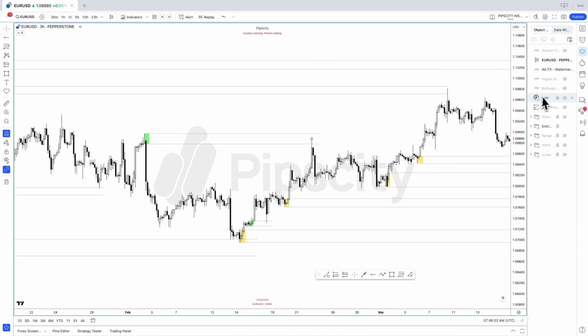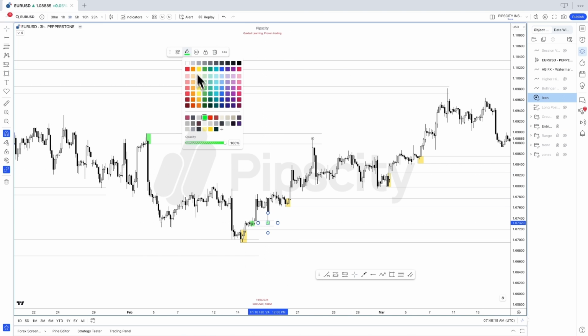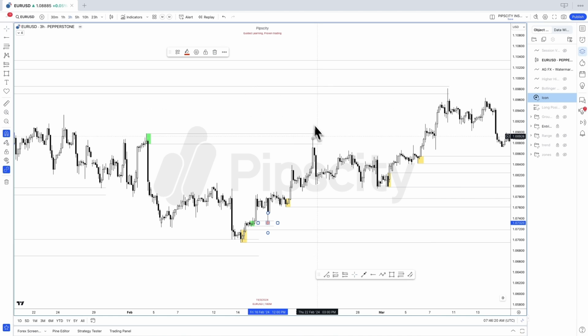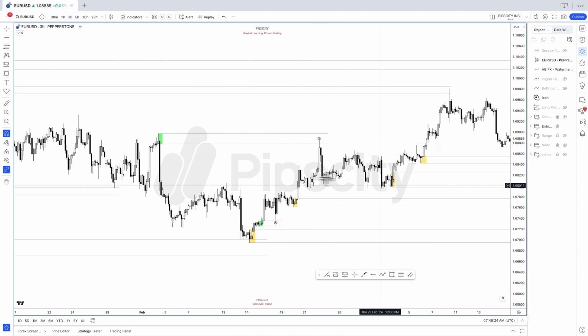So we see that perfect mitigation at that level, right? Perfect mitigation. Just like we had the perfect mitigation here, which was also very beautiful. Price just taps in and then aggressively bounces back to the upside. Okay, sorry, let me make that clear. I can make it red instead. Okay, so we'll have that perfect mitigation.